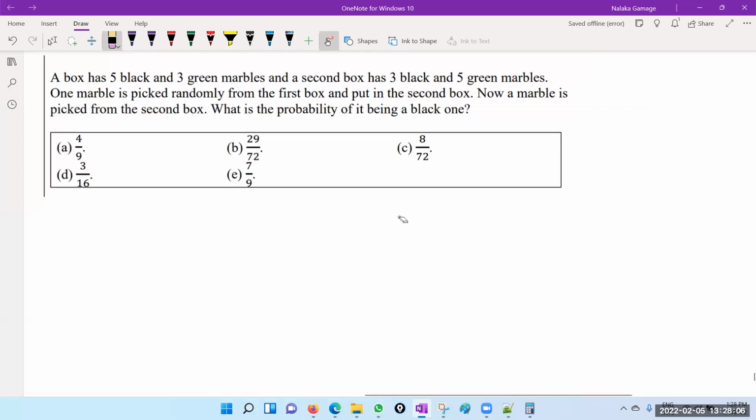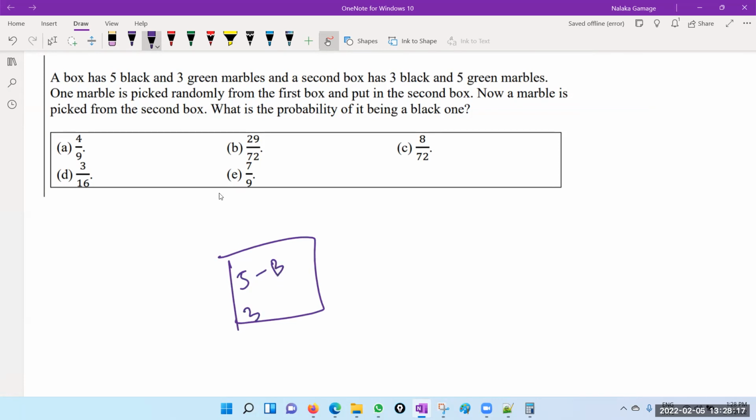Okay, so let's do this. The first box has 5 black and 3 green marbles. 5 black, 3 green. And the second box has, you always have to draw something, the second box has 3 black and 5 green marbles.